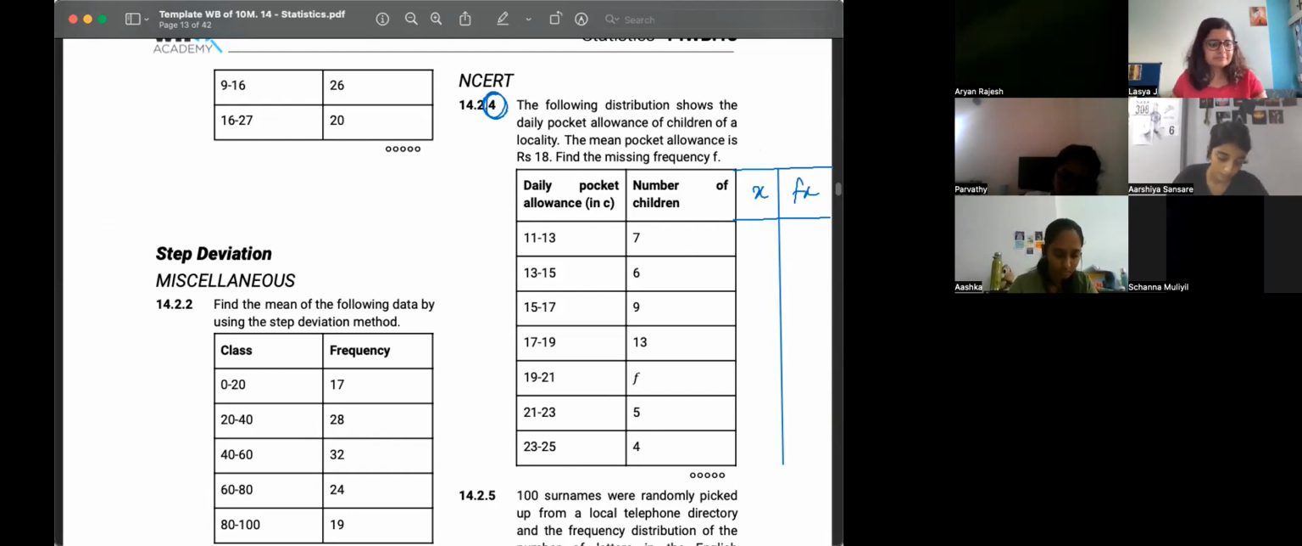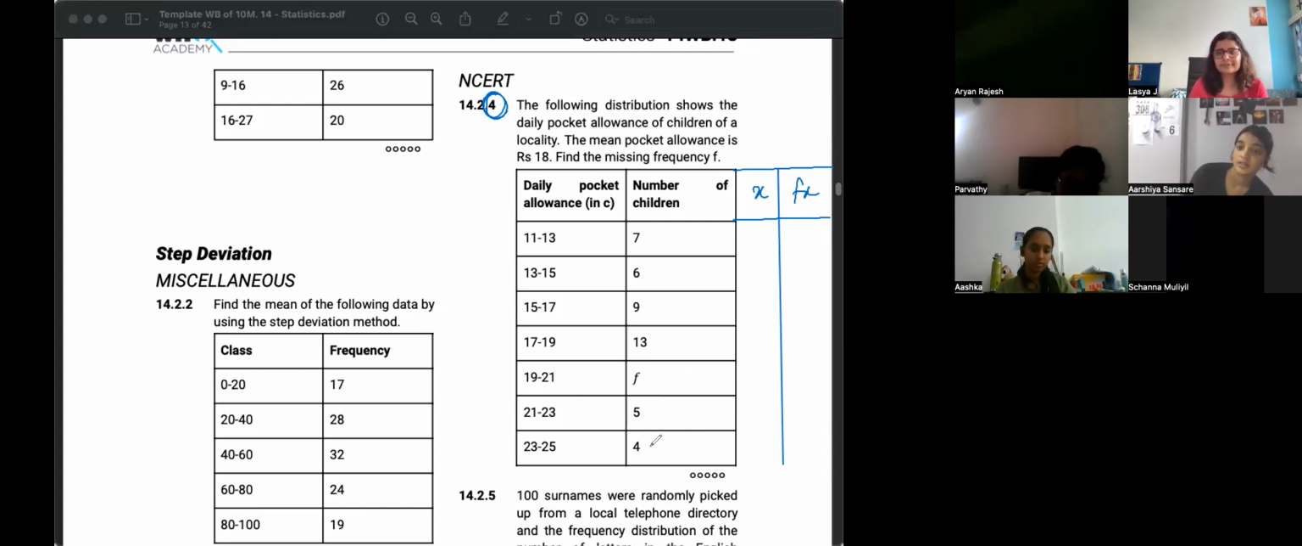Sujal, you here? Yes, ma'am. Okay. So we're doing question number 4. Read the question. So mean is given. You're given the distribution. You need to find the unknown frequency. Method is exactly the same, just that you have to deal with a variable here. Otherwise, same formula, same thing.